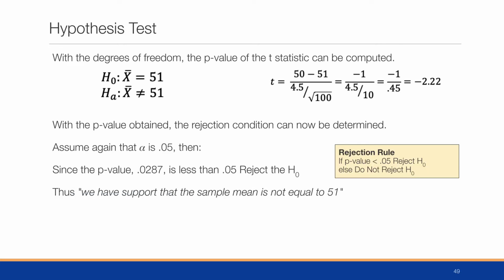So with the p-value obtained, our rejection region can now be determined. Assume that alpha is 0.05. Since the p-value is 0.0287, it is less than 0.05, we will reject H0. Thus, we have support that the sample mean is not equal to 51.